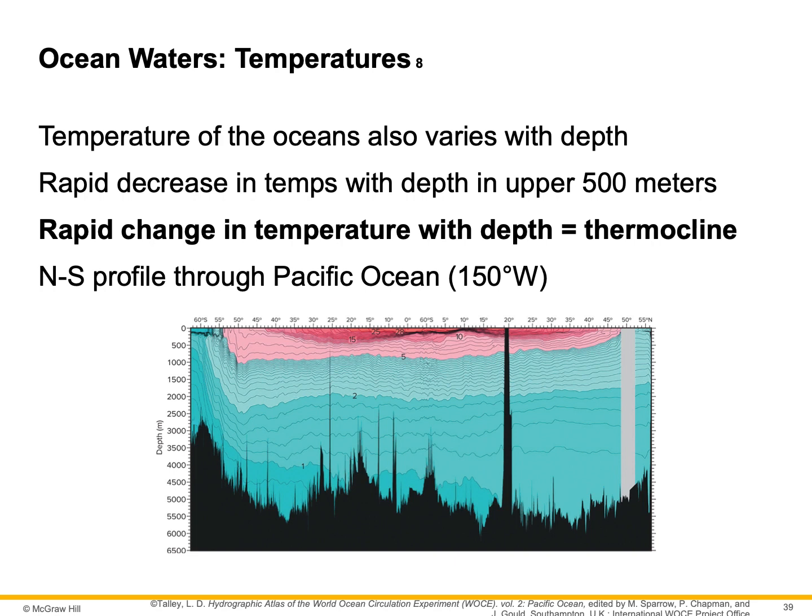The most rapid temperature changes, the thermocline, occur between 100 and 500 meters, which is about 328 and 1,640 feet. The black pattern represents the seafloor bathymetry along this profile. Temperatures are expressed in degrees Celsius.